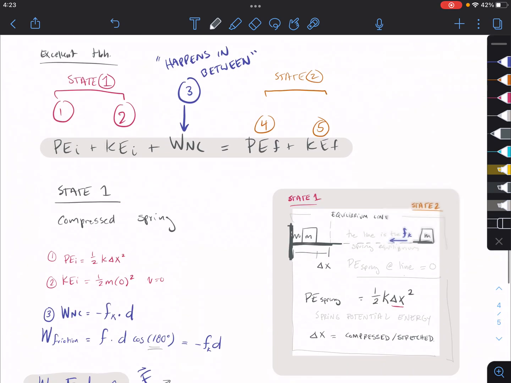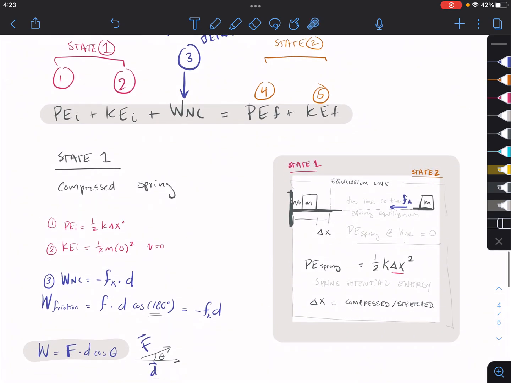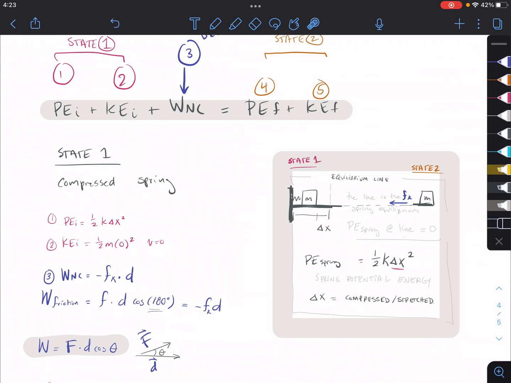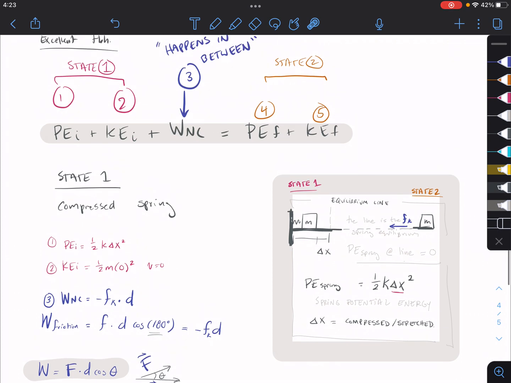Okay, so let's talk about this section. For state one, we have a compressed spring against the wall. So we need to look at the potential energy and the kinetic energy. For potential energy, we have potential energy due to this compressed spring. We're not any height off the ground, so we don't have any gravitational potential energy. It's not going to fall. We're treating this as our zero height. And then for kinetic energy, we have zero, right? Because it's not moving in the beginning.